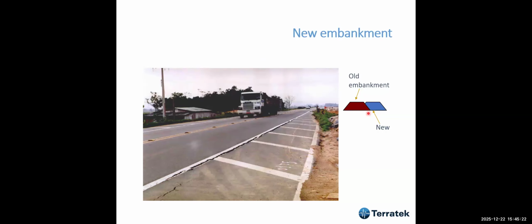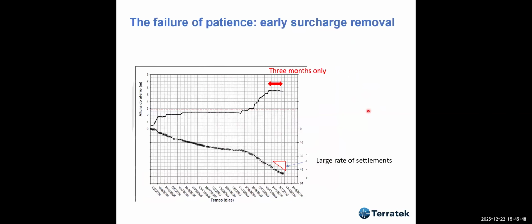Then the other interesting experience I had was a project in the south in which they put a new embankment close to the old embankment, and then you have this longitudinal crack because of differential settlement between these two embankments. I noticed that. And this is the failure of patience, early surcharge removal. This happens a few times.